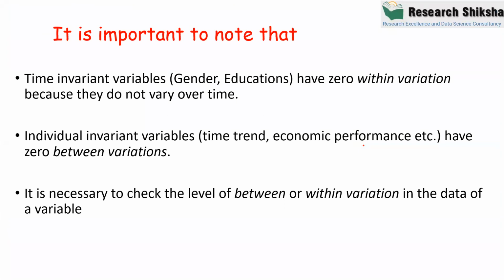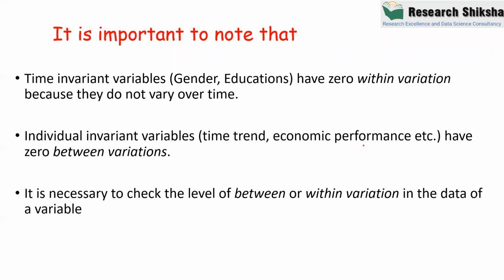Now, what I am saying is that time invariant variables, like gender and education, for some persons may be constant with time. So they have zero within variation, because they do not vary over time. Similarly, there are individual invariant variables like time trend, economic performance, etc. They have zero between variation, right? So they have between variation zero.